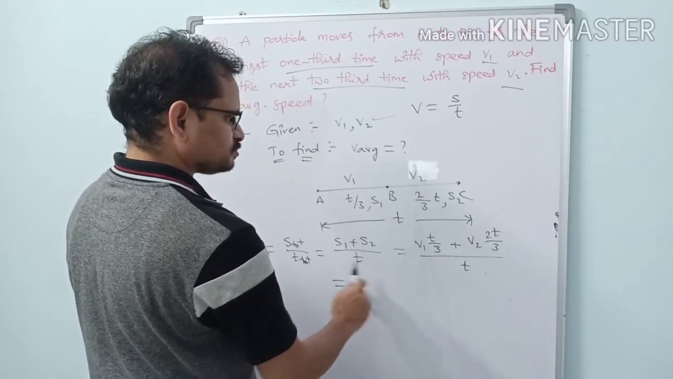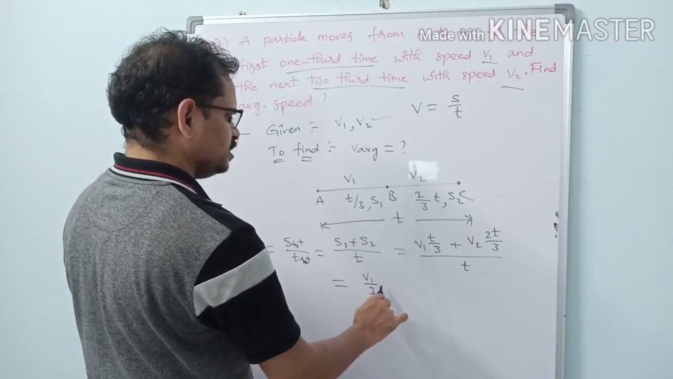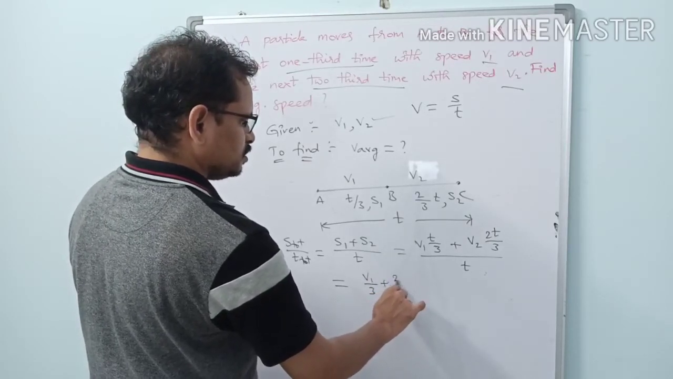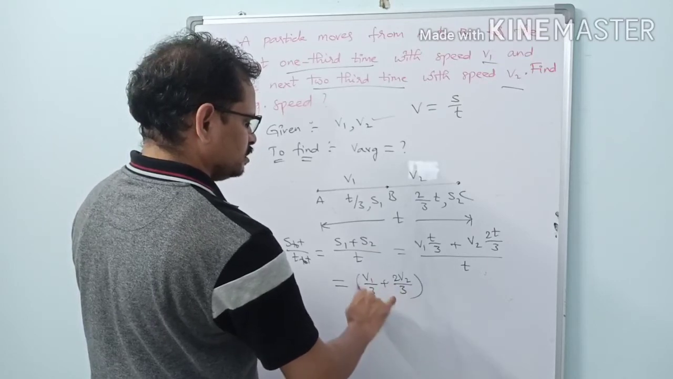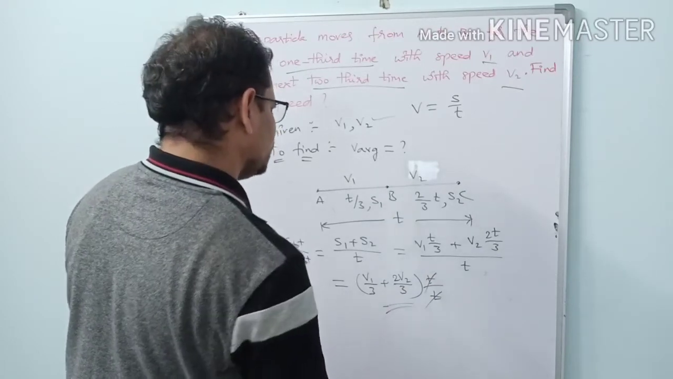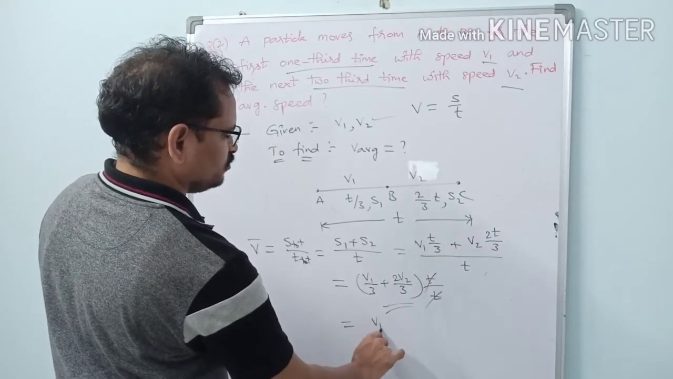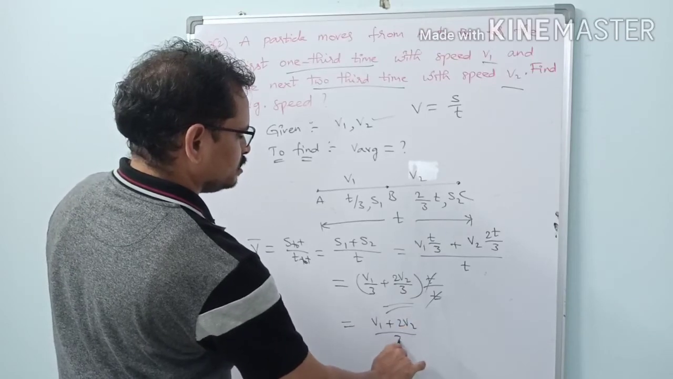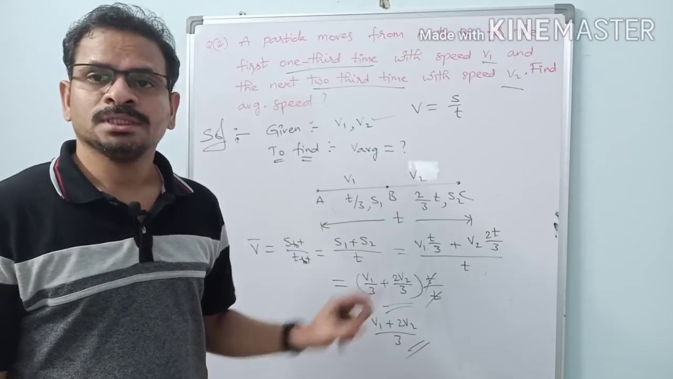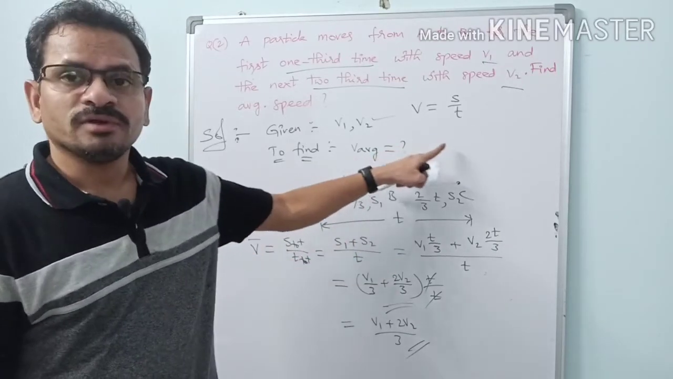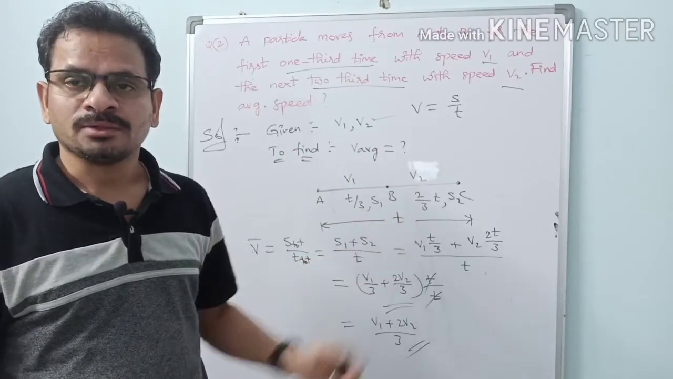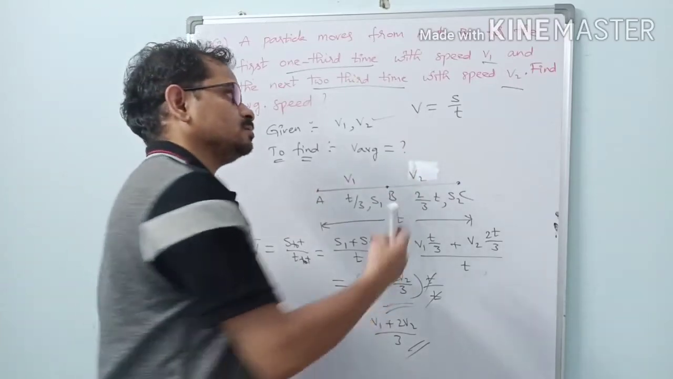Solving this one. So V1 by 3 into T, let us take this one as common. V1 by 3 plus 2V2 by 3 into time is taken common there. Here denominator time cancels here. We are getting V1 by 3 plus 2V2 by 3, or this is equal to V1 plus 2V2 by 3. So here in the case of uniform motion, the problems are very simple. So there is only one formula here. Average speed equal to total displacement by total time, or V equal to S by T, or S equal to Vt.